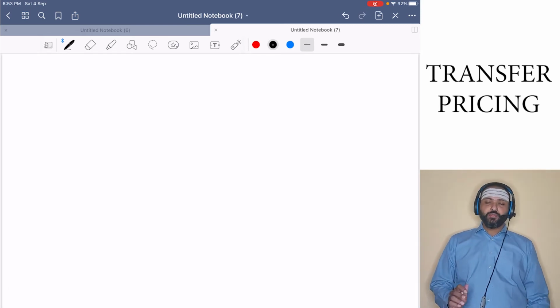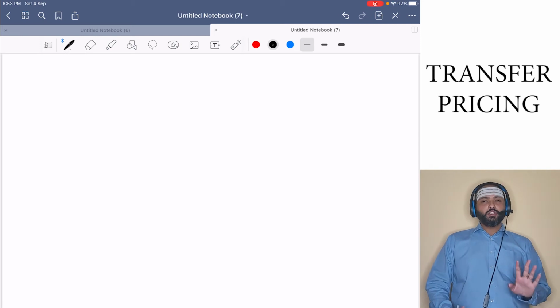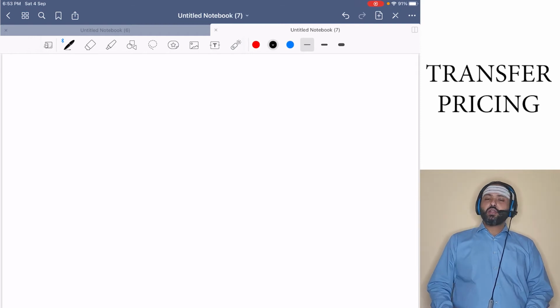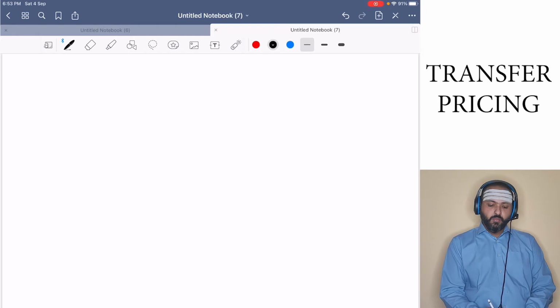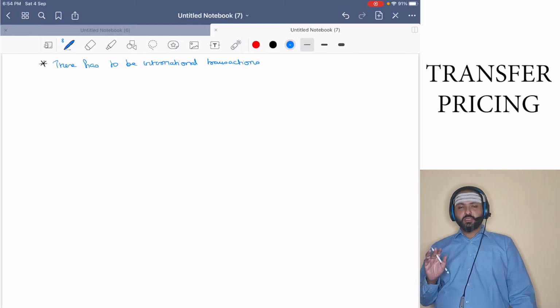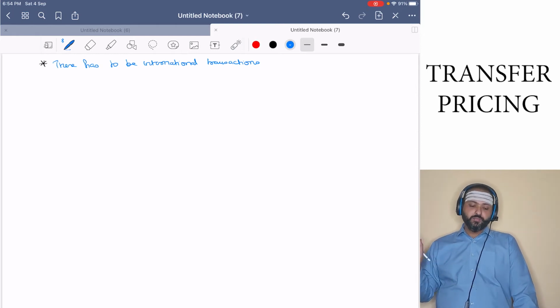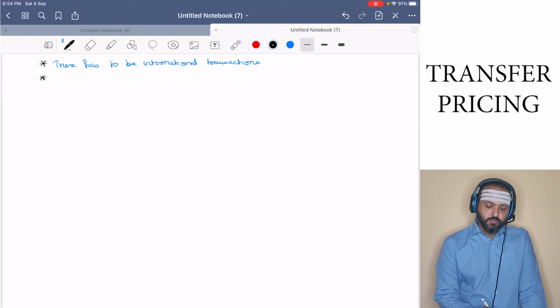So what did they tell? They told, see, this new provision of section 92 has three major important points which we need to focus upon. Point number 1: there has to be international transactions. So the first emphasis was that there has to be an international transaction. Then the second emphasis was that it must be between associated enterprises.